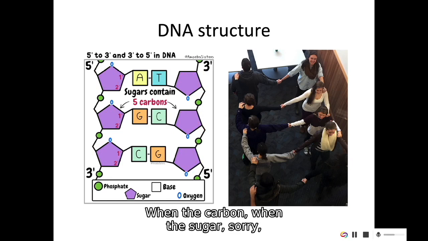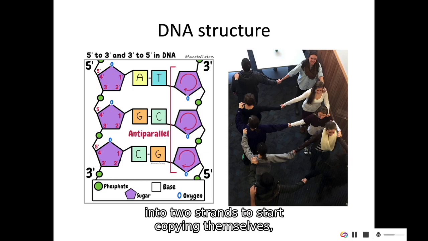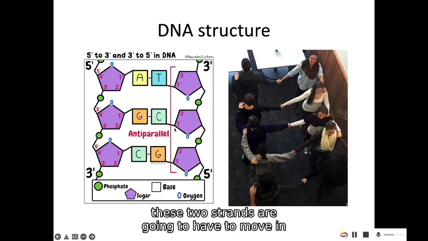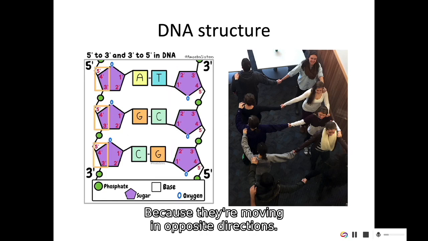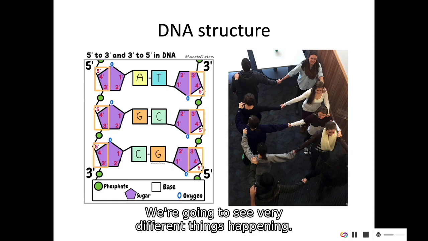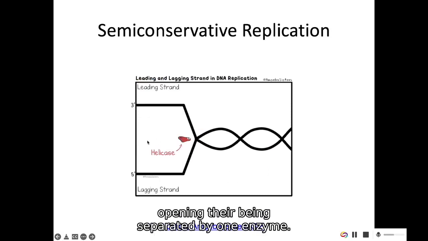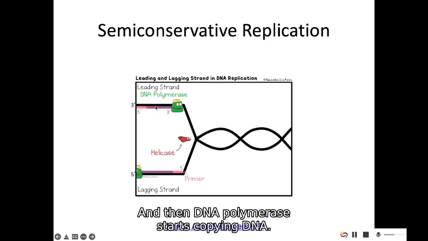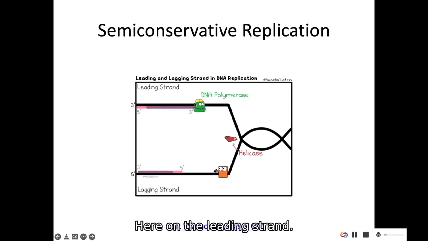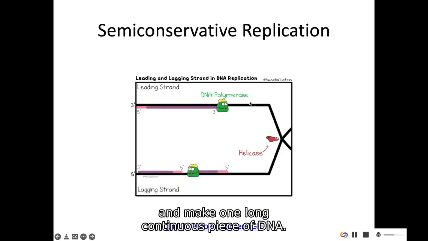So when the DNA separates into two strands to start copying themselves, these two strands are going to have to move in opposite directions to copy themselves. So because they're moving in opposite directions, we're going to see very different things happening. So here, as the strands are opening, they're being separated by one enzyme. You have a primer that's going to come in and start it, and then DNA polymerase starts copying DNA. Here on the leading strand, it can just keep following helicase, and it's going to go across and make one long, continuous piece of DNA.